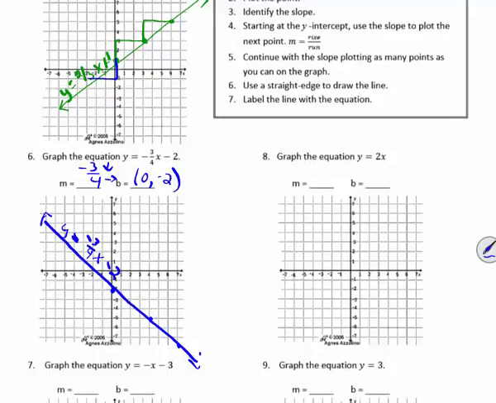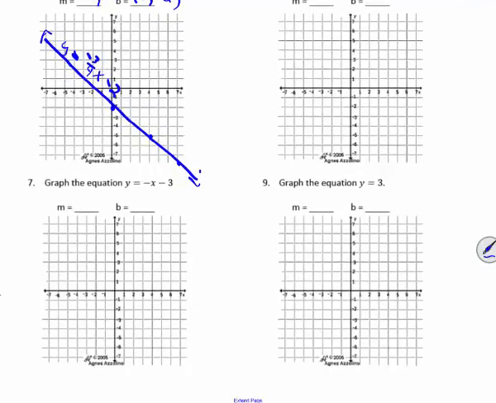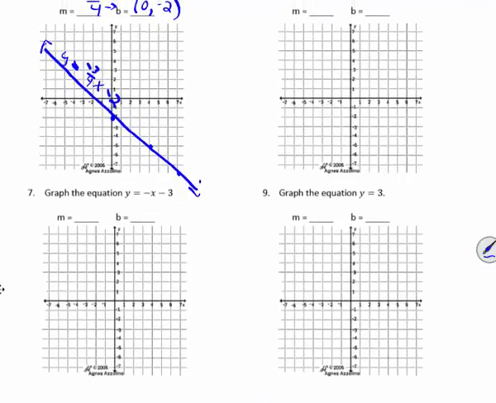All right, let's try number 7, because you guys are going to try number 8 on your own. Okay, my slope, -1, I'm going to write it as a fraction, over 1. Y-intercept, 0, -3. Okay, so now this is where I begin the graph, 0, -3. My slope tells me I'm going down and to the right. So I'm going to go down 1 over 1, down 1 over 1, and put as many points on there as you can.